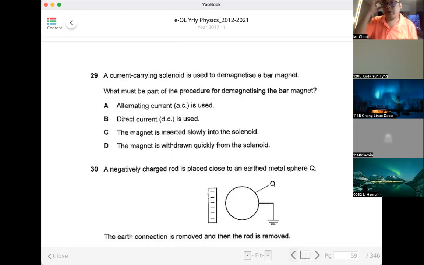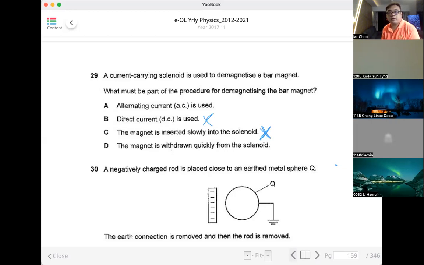Xiao Xing correct, Yiting correct, Hao Rui correct, Oscar correct. What else? Who else? Bei Kuan. What's your answer? Okay, let me quickly explain. Direct current is definitely wrong. You don't insert it into the solenoid. Okay, so A and D, what's the correct answer?